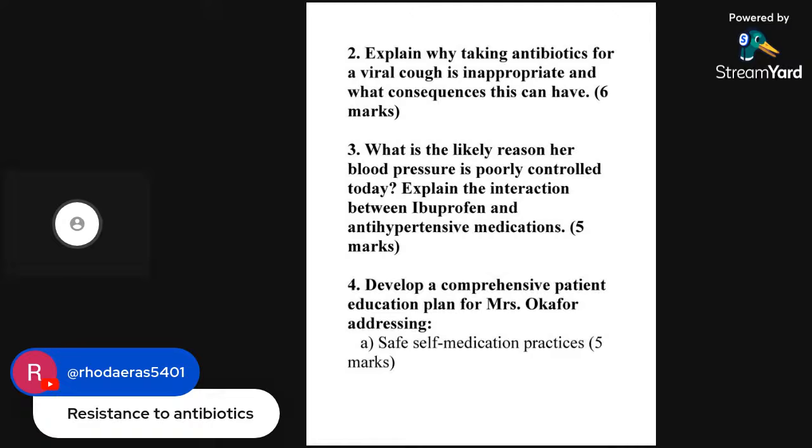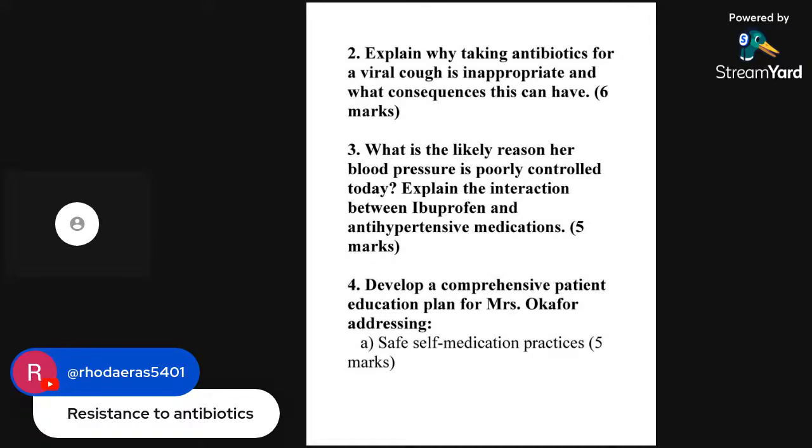So, what is the likely reason her blood pressure is poorly controlled today? Explain the interaction between ibuprofen and antihypertensive medication. I mentioned that NSAIDs and cardiovascular drugs do not work together. I told you in class, these drugs should not be taken together: NSAIDs and patients who have hypertension.